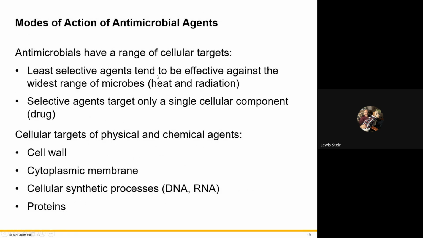So some agents are non-selective. They tend to be effective against the widest range, heat and radiation. They're going to clobber everything. Selective agents are very, very limited. That's when we're going to talk about antimicrobial medications and things like that. The big four targets: cell wall, membrane, the genetic material, DNA and RNA, and proteins. That means ribosomes. The big players for me, cell wall, membrane. I think we're starting to get down here. Proteins are impacted. A lot of them impact proteins and denature them, and that's good.